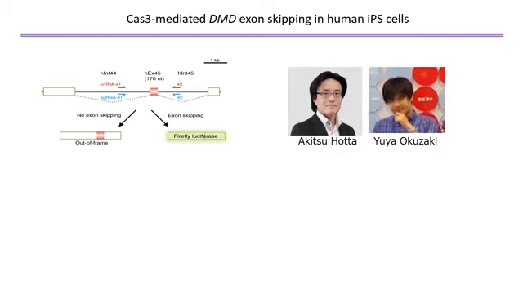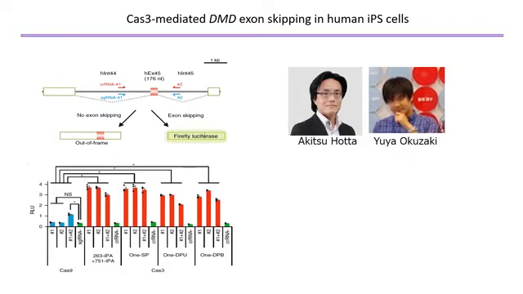Finally, collaborating with Hotta Sensei and Okuzaki Sensei at the iPS Center in Kyoto University, we showed exon skipping of the Duchenne muscular dystrophy gene using the CRISPR-Cas3 system as an example of potential therapeutic applications. We compared the efficiency of Cas9-mediated exon skipping using two guide RNAs, as shown here in blue bars, or Cas3-mediated exon skipping, as shown in red bars here.